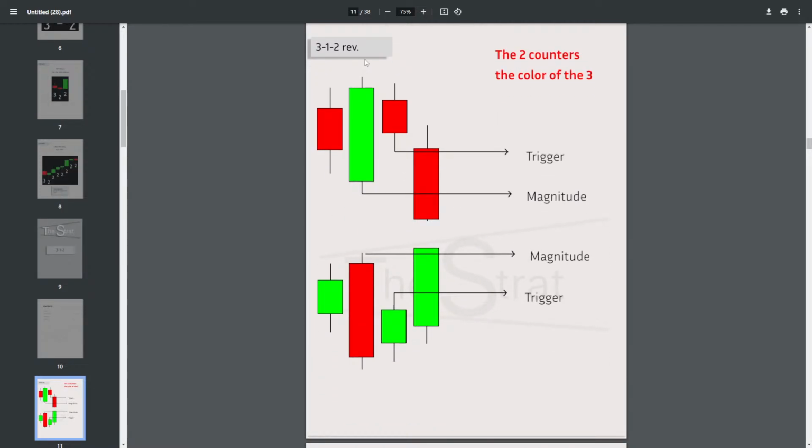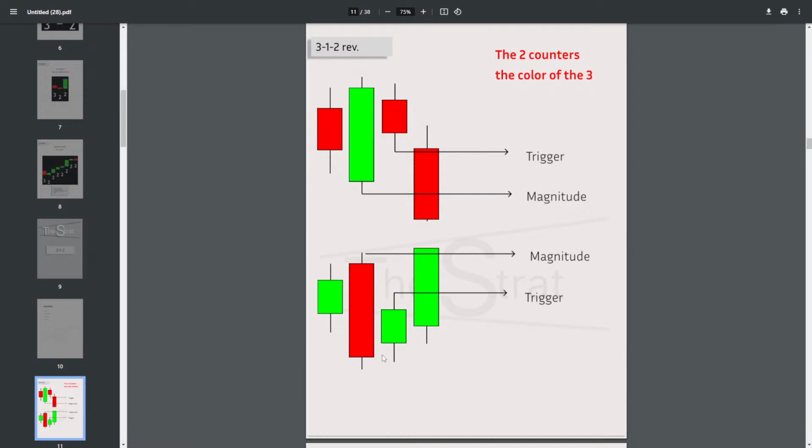So the 3-1-2 reversal, similar to the 2-1-2, we want to know the color of the 3. Because if this is a 3 green, that's 3 to the upside. Because it was going lower, now it reversed and it's going up. And then the 1. And then you get the 2 countering the 3 to the downside. That's a 3-1-2 reversal to the downside. You can see the trigger, same as an inside bar break, low of the 1. And we're using that to take this out. The magnitude is the other side of that 3.